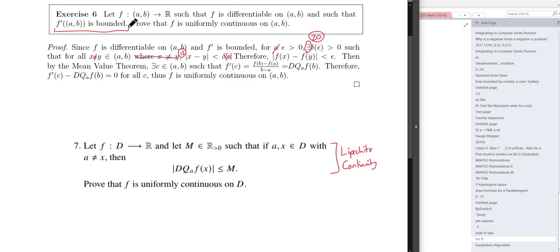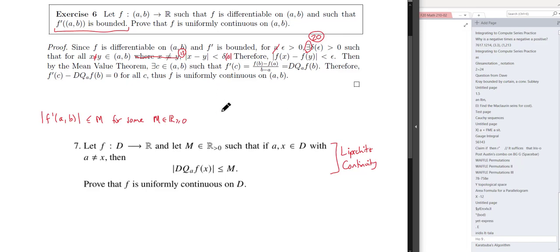That could be quite useful here, right? So we know that the image of the derivative on the interval AB is less than or equal to m for some positive real number. Well, it could be 0, right? Okay, so maybe that's a special case. So let's write m here greater than or equal to 0, right?